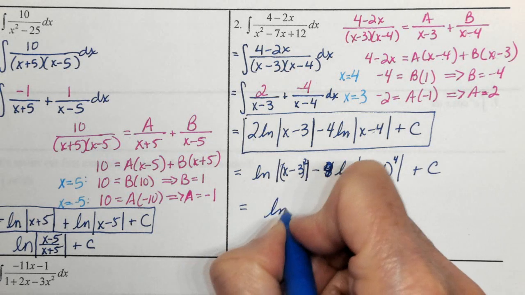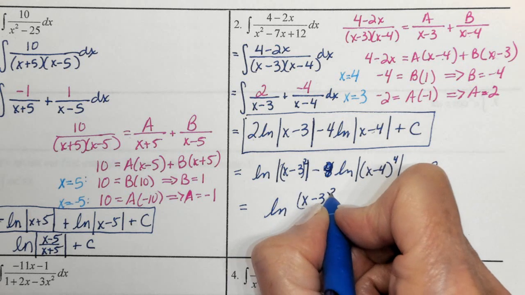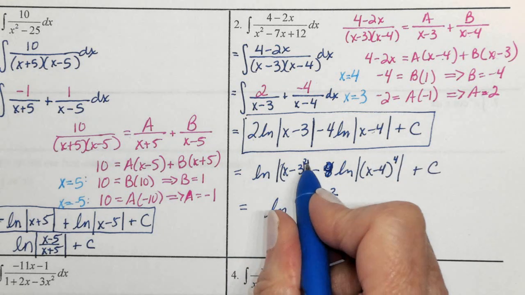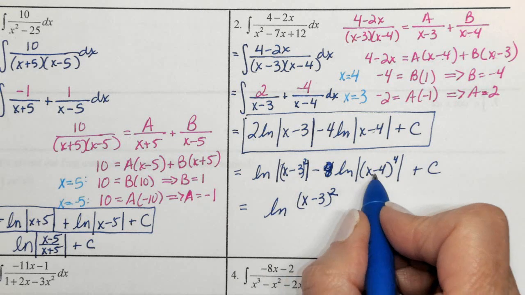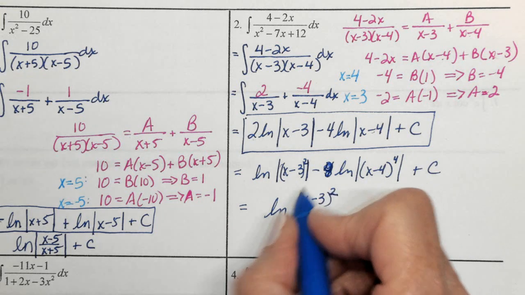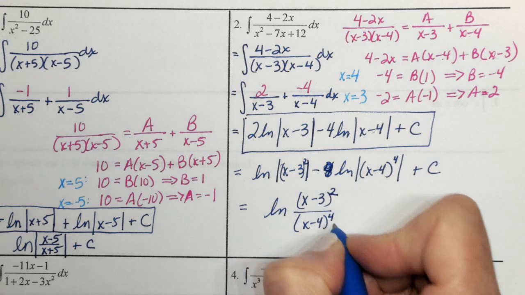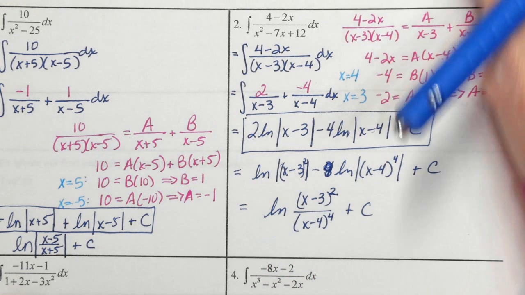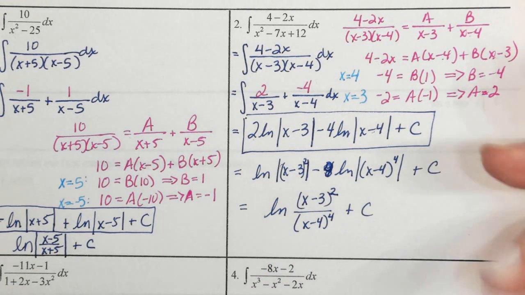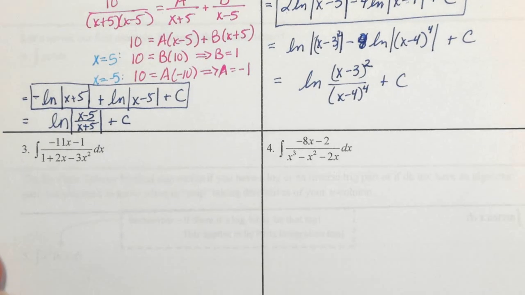Now we can write this as a single log. X minus 3 squared will be in the numerator because it is with a positive log. The x minus 4 will be in the denominator because it is with a negative log. Plus c, and we're done. I didn't write the absolute values there at the end because we just didn't need them, but if you want to write them, that doesn't hurt.